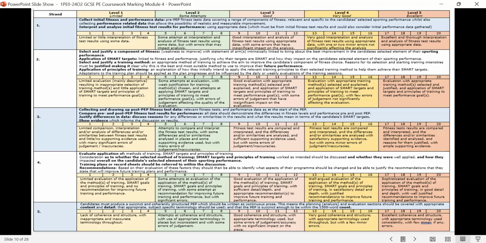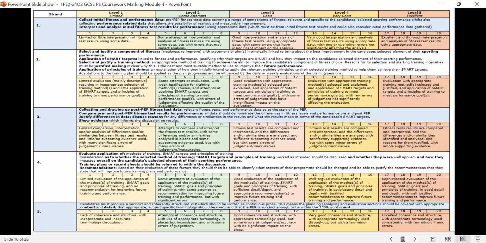The marking grid is a support tool designed to help teacher assessors make accurate judgments about the student work and must be used to mark all PEPs. Down the left-hand side, there are 5 strands. For example, strand 1, interpretation and analysis of pre-PEP tests and sporting activity performance. There is a generic statement with specific words in bold, which are key indicators of work required within the strand. For example, within strand 1, collect initial fitness and performance data.